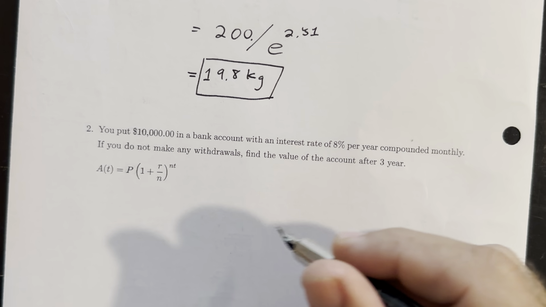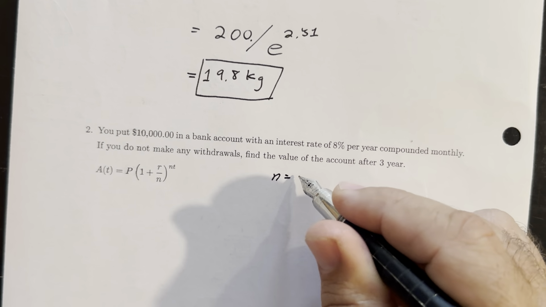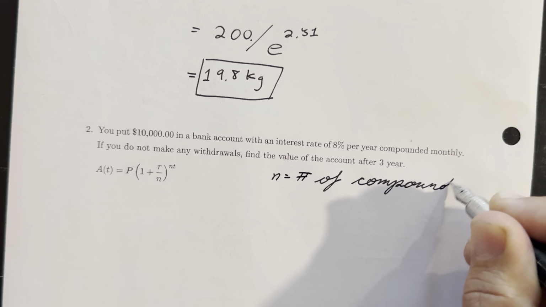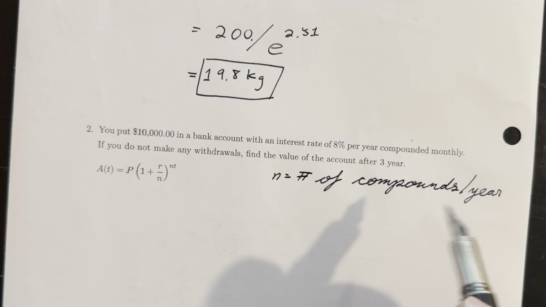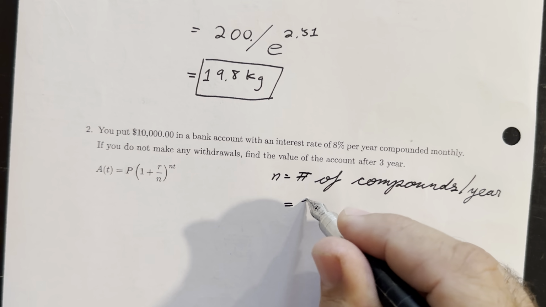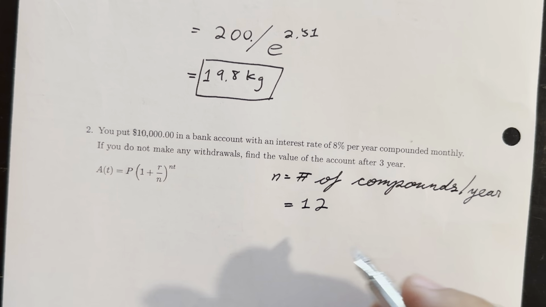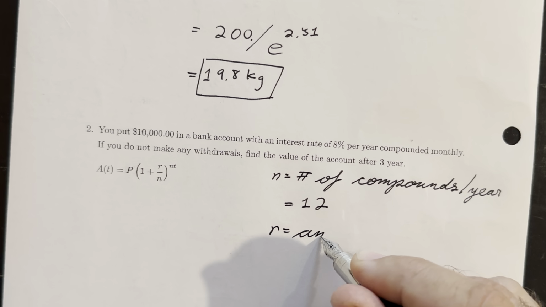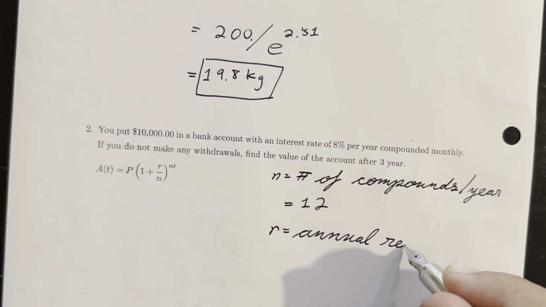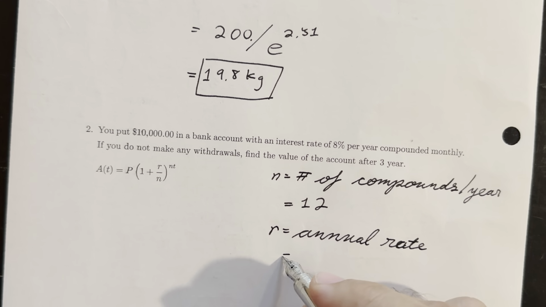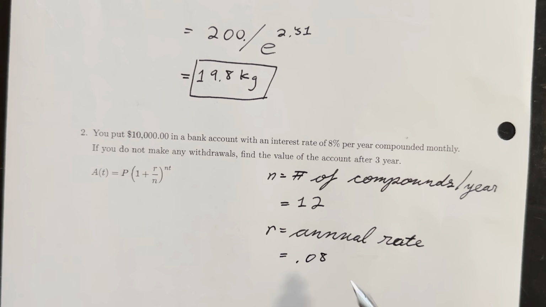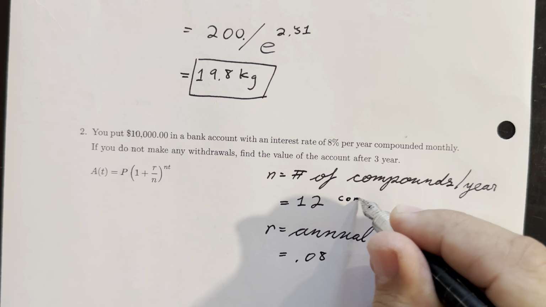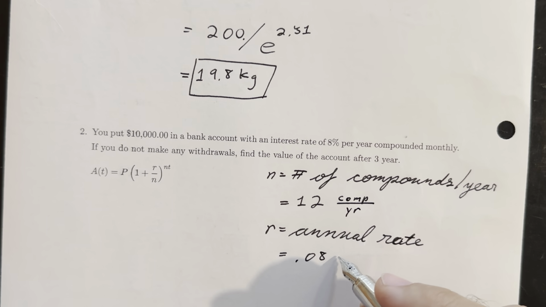All right, so N in this case is the number of compounds per year. And if it's compounded monthly, well, that's 12 compounds in a year. Now the rate, or the R, is the rate, and that will be the annual rate, which we have at 0.08 to correspond with the 8%. Note, I don't write 8%, I write 0.08. And this, again, will be compounds per year.